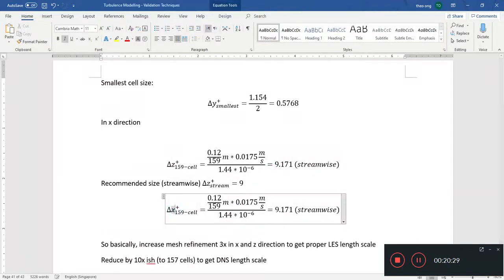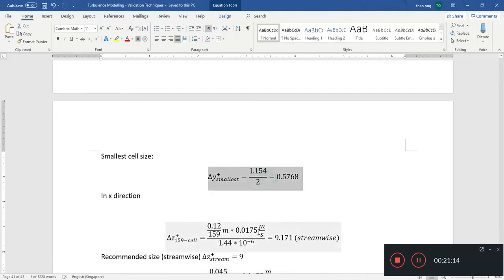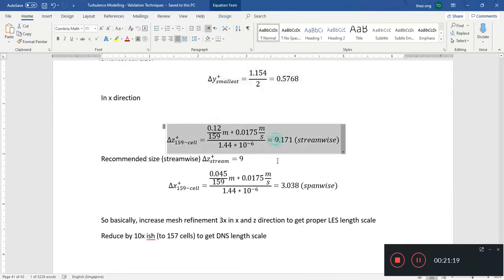So again, same for delta x plus. If I change this to 0.045, this is the spanwise direction. If we do this, this will result in this thing being about 3.308. So actually this is pretty safe. We can have some leeway to reduce the cell count. This one is just about at the limit, so we can reduce this a little bit more and that will be completely okay.